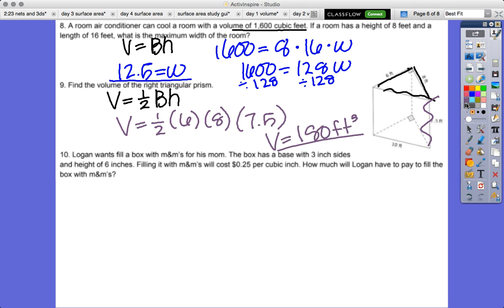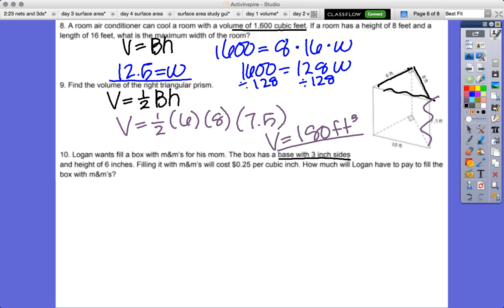Logan wants to fill a box with M&Ms for his mom. The box has a base with 3-inch sides and a height of 6 inches. Filling it with M&Ms will cost 25 cents per cubic inch. How much will Logan have to pay to fill a box with M&Ms?